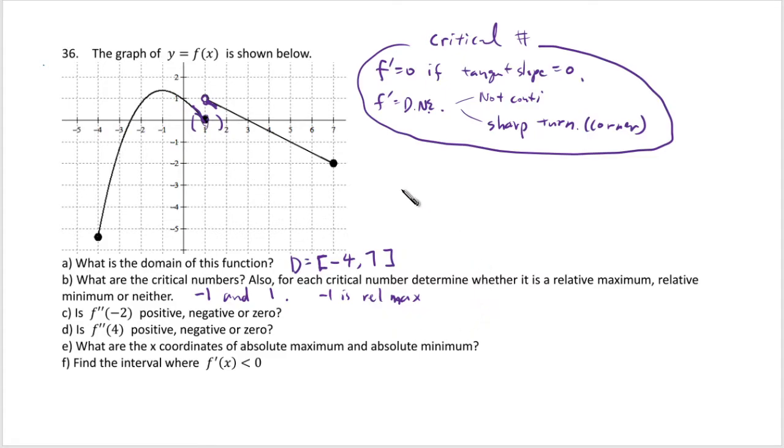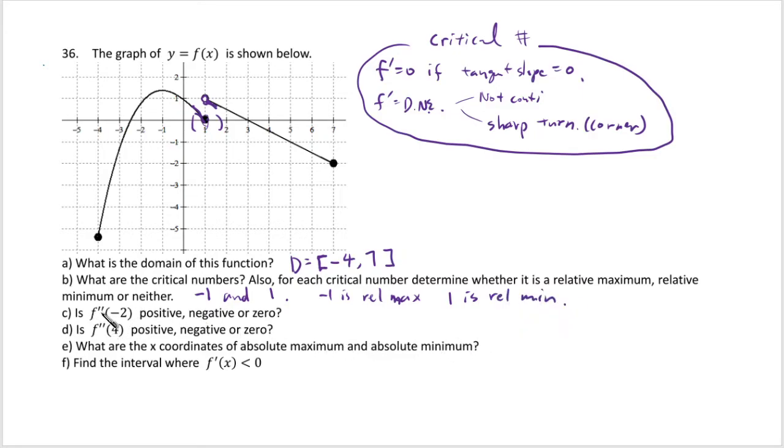Okay, so this doesn't look like your everyday relative minimum. Usually you think about relative minimum as like this, but it's still possible to have a relative minimum that looks like this. You just need the point to be lower than everything else. All right, so that's going to be our relative minimum. +1 is relative minimum.